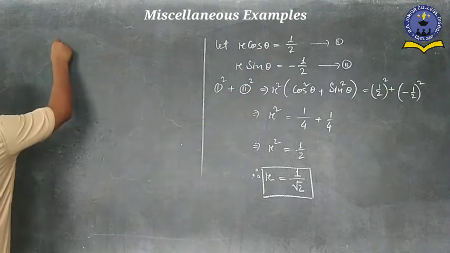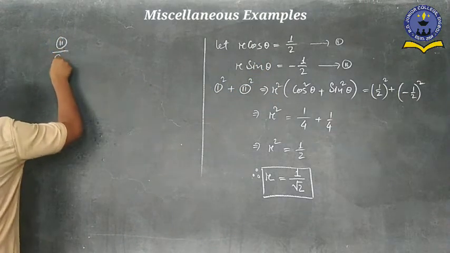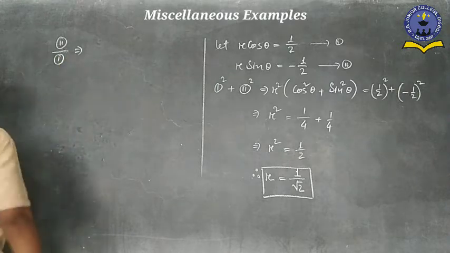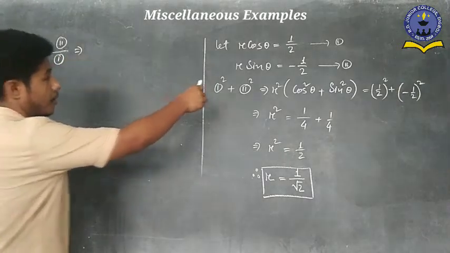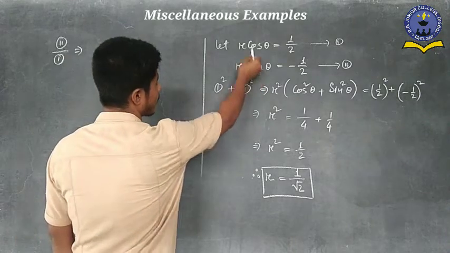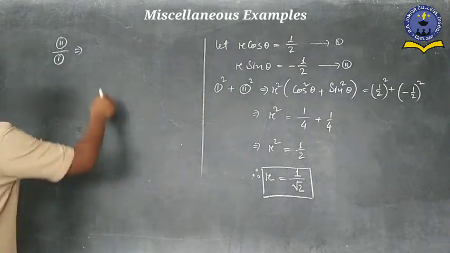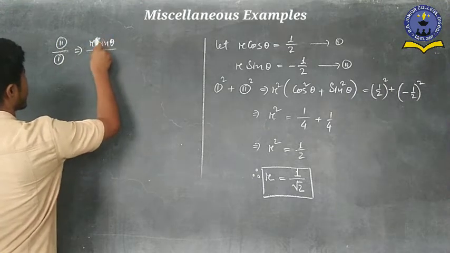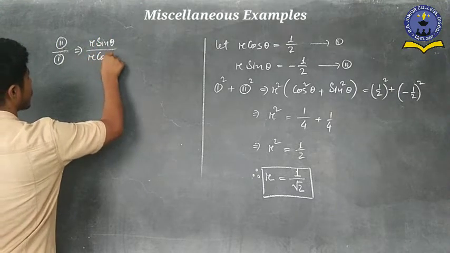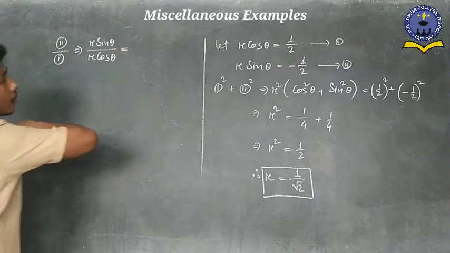So that's why we have to write here, this one is equation number 2 divided by this one, equation number 1. In this case we have to divide, and that's why we have to write R sin theta divided by R cos theta. So this one is R sin theta, and this one we have to write R cos theta equals to, this one is what?